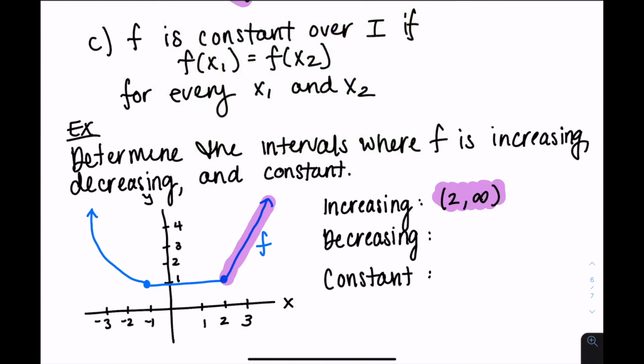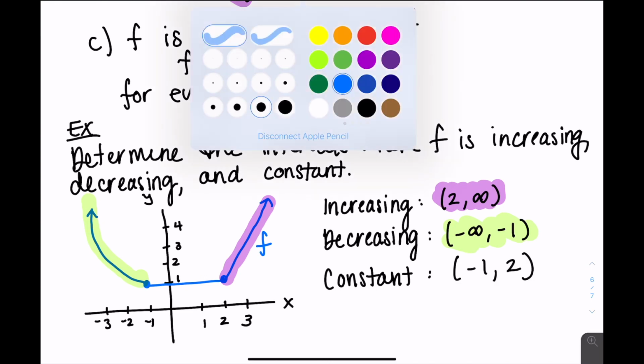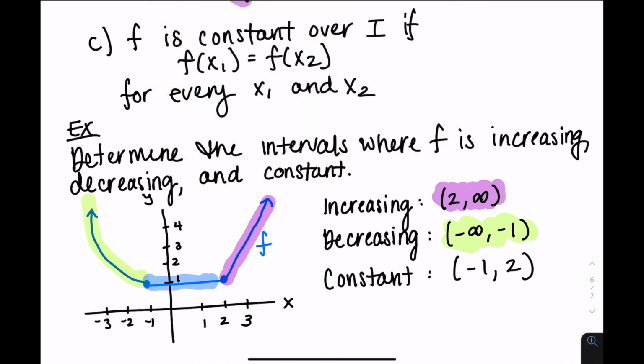If we want decreasing, I need to be falling. So as I read this graph from left to right, my y values are getting smaller and smaller. So that's from negative infinity to negative 1. And then finally, where it's constant is what's left over. Between negative 1 and 2, our graph does not change y values at all. So here is the interval where we are constant.